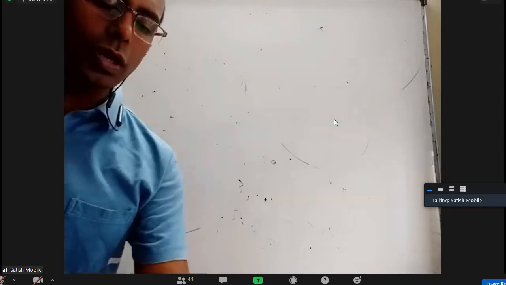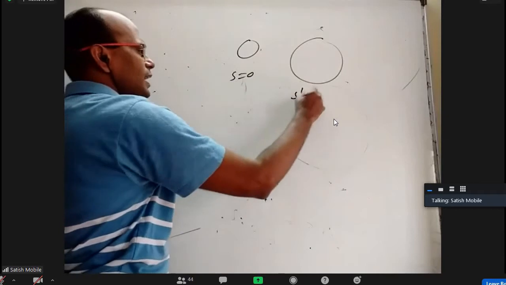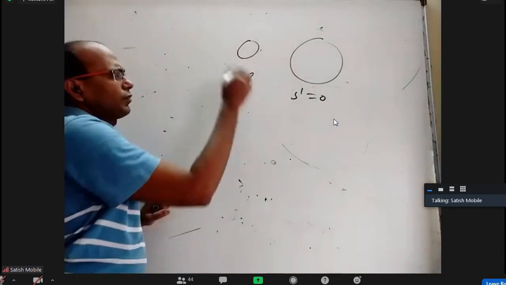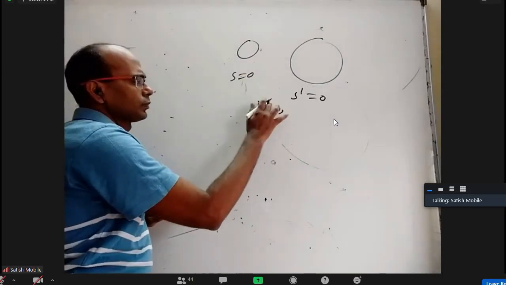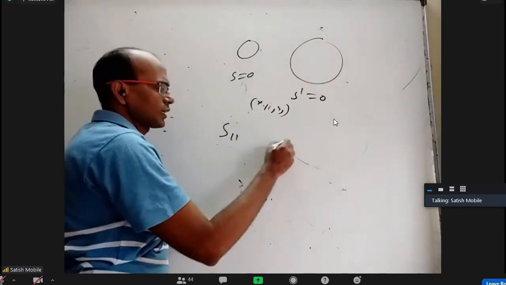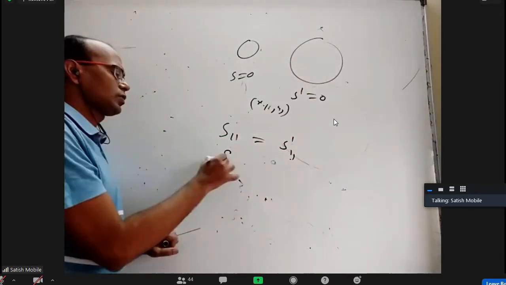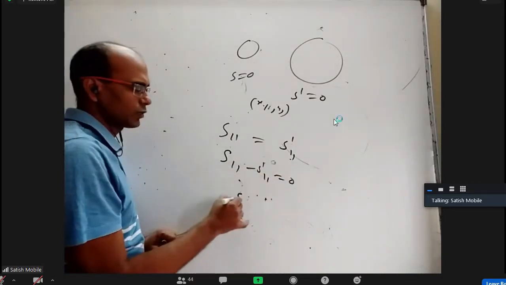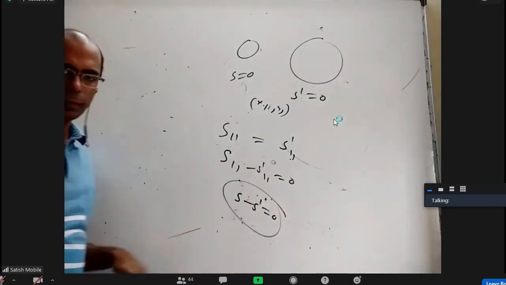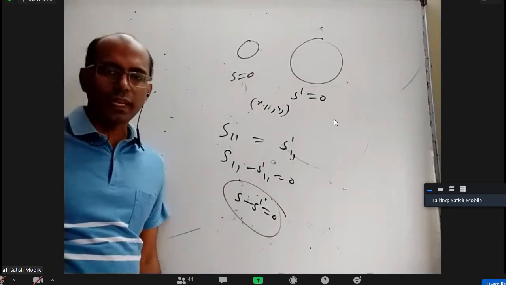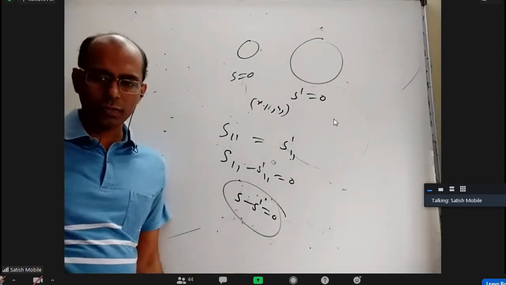All right. So now, if I have two circles, S equal to 0 and S dash equal to 0, then what is the power? If I take any point as (x1, y1), what is the power with respect to the first circle, S11? What is the power with respect to the second circle, S dash 11? They should be equal. So I'll get S11 minus S dash 11 equal to 0. Locus means remove x1, y1 and write x, y. I'll get S minus S dash equal to 0. So when you subtract two circles straight away, you will get a line. That line is called the radical axis.